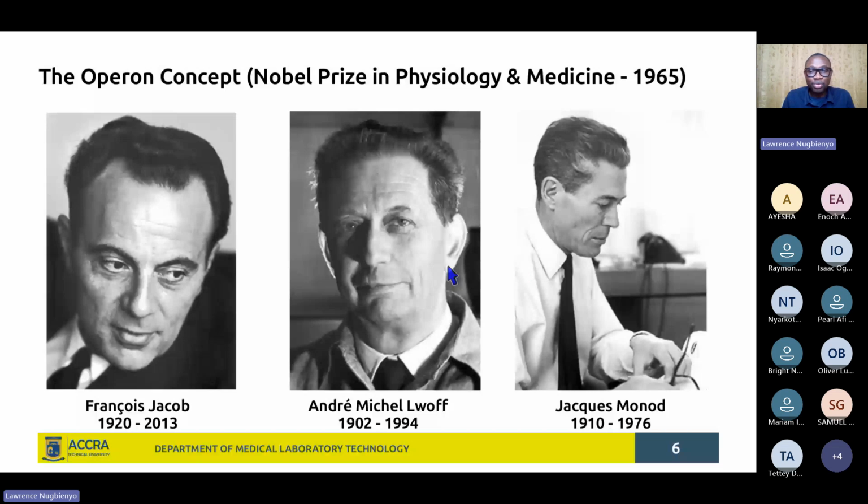And they first proposed the concept of the operon in bacteria, particularly referring to E. coli, because E. coli was the first bacteria in which the operon concept was demonstrated. And of course, they won the Nobel Prize in Physiology or Medicine in 1965 for their work on the operon concept. Now, what is the operon concept?